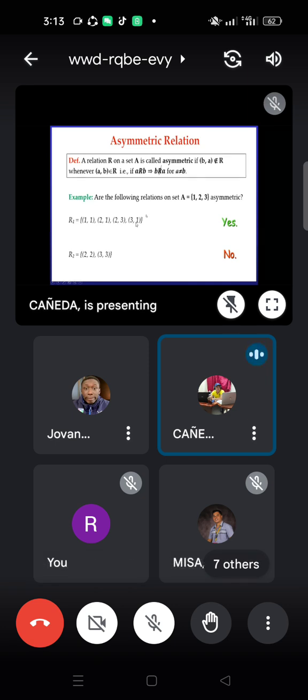Let's move to asymmetric. A relation is called asymmetric if the ordered pair B, A does not belong to R whenever the ordered pair A, B belongs to R.